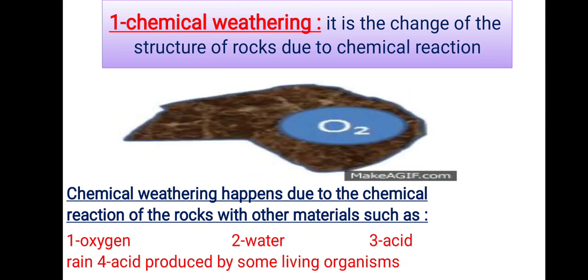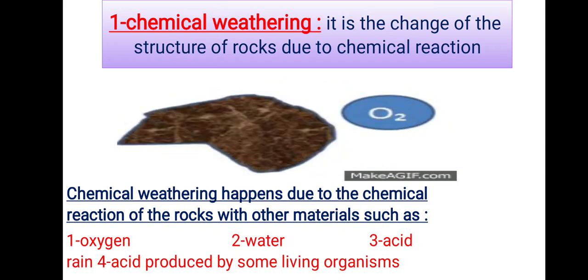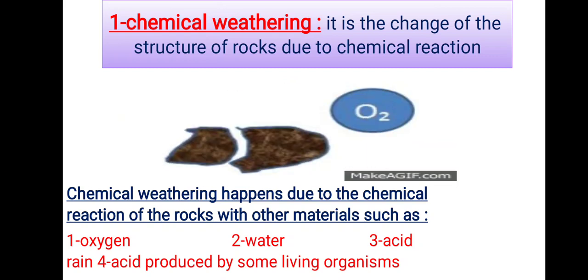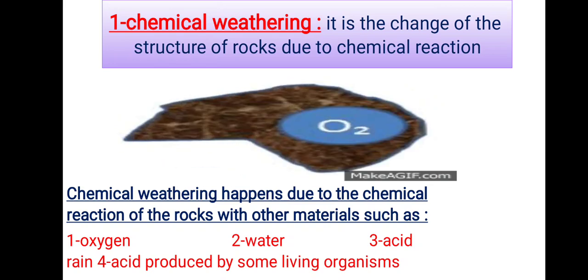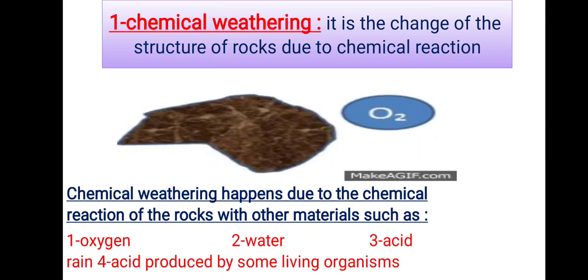This is because of a chemical reaction. There is a chemical reaction between the rock and another material or another substance. Okay? Because of the chemical reaction, there is a change of the structure of the rock, and that makes the rock break down. So again, from its name, it's called chemical, so there is a chemical reaction, and a new product will be formed.